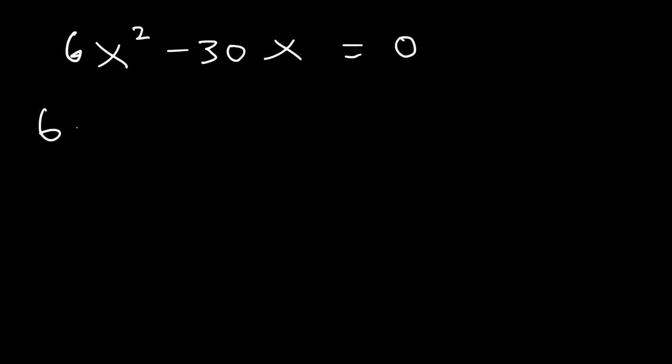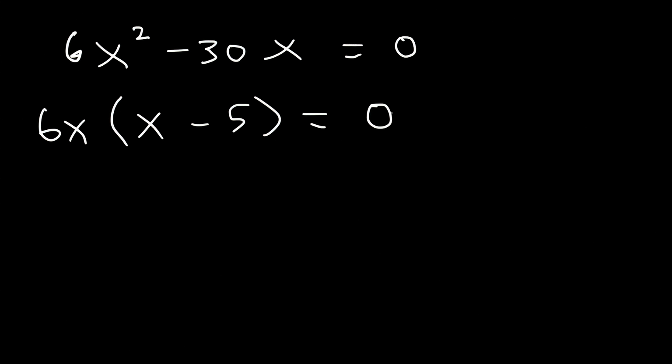In this lesson, we're going to talk about how to solve equations by factoring. So let's start with a simple example. 6x squared minus 30x is equal to 0. Find the value of x. So here we have a binomial. All we can do is take out the GCF. The GCF is 6x. 6x squared divided by 6x is x. Negative 30x divided by 6x is negative 5.